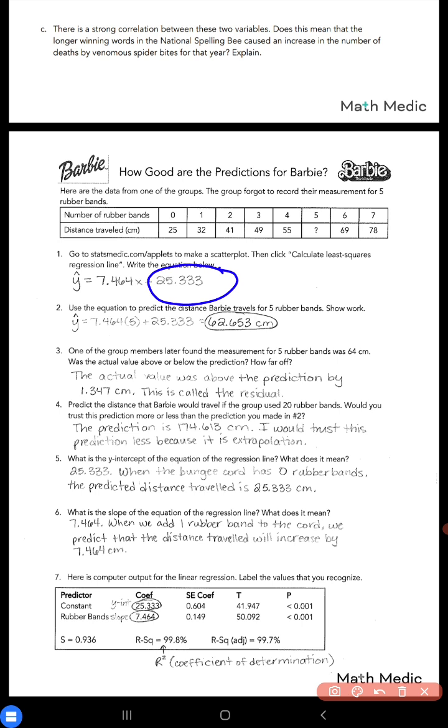However, your slope should. So your slope of 7.464 is telling us that every time we add 1 rubber band to that bungee cord, we predict that Barbie's distance traveled will increase by about 7.464 centimeters. That is something that you can apply to your prediction, and that should make sense in a real world context.